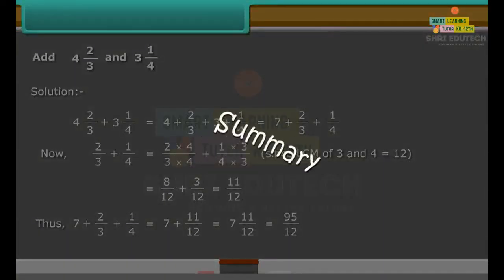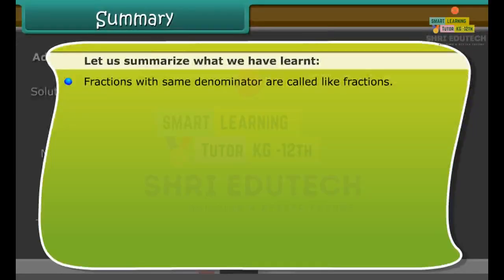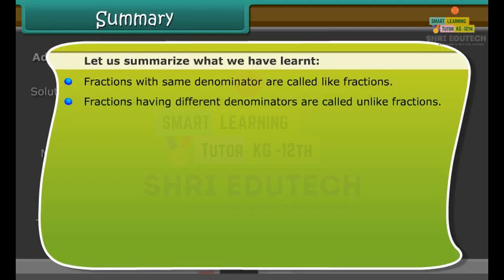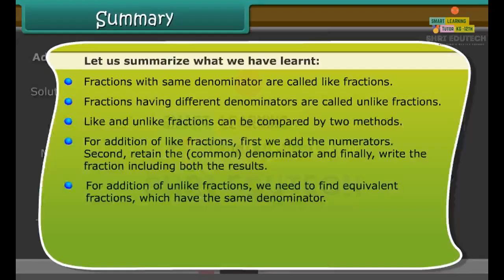Summary. Let us summarize what we have learned. Fractions with the same denominator are called like fractions. Fractions having different denominators are called unlike fractions. Like and unlike fractions can be compared by two methods. For addition of like fractions, first we add the numerators, secondly, we retain the common denominator, and finally, write the fraction including both the results. For addition of unlike fractions, we need to find equivalent fractions which have the same denominator.